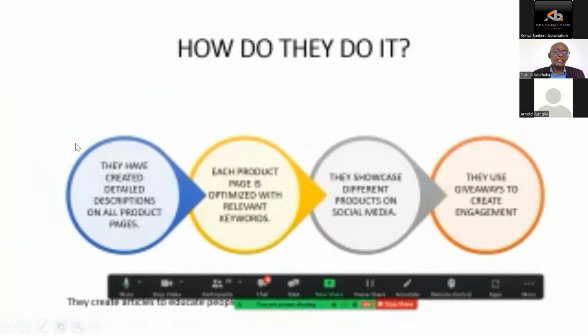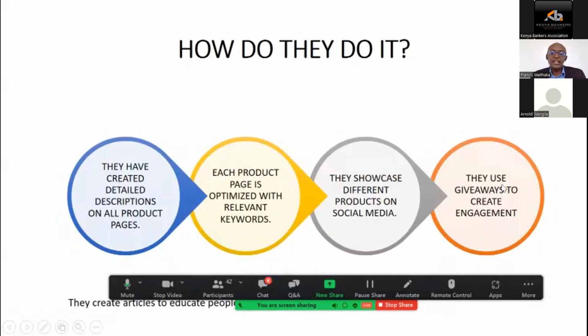So what success have they gotten, or how are they doing it in terms of the actual strategies? As I've said, they have detailed information about their products. They have also ensured every product page and every article has a keyword targeting an issue that a customer cares about. Thirdly, they showcase different products on social media, as I have demonstrated. They also provide giveaways to create engagement. If you follow them on social media, you will see they have a lot of interaction and engagement to interest customers in their products.